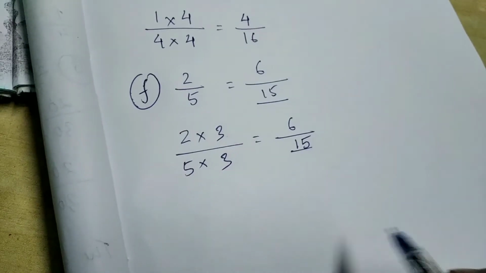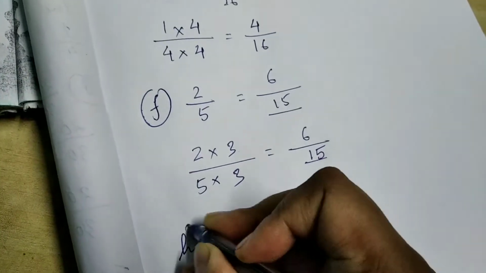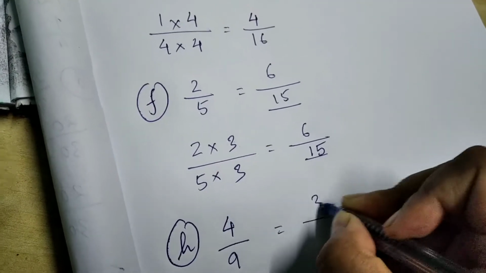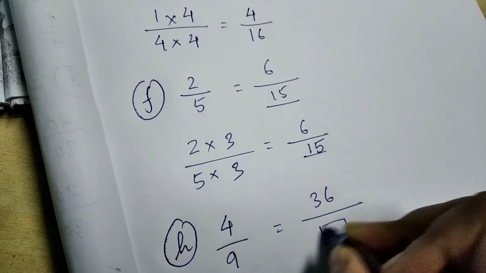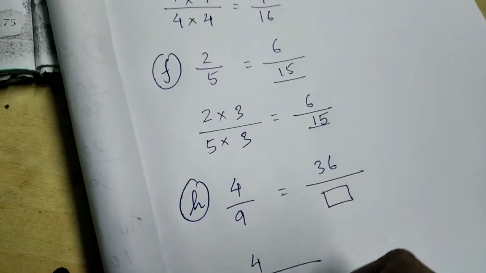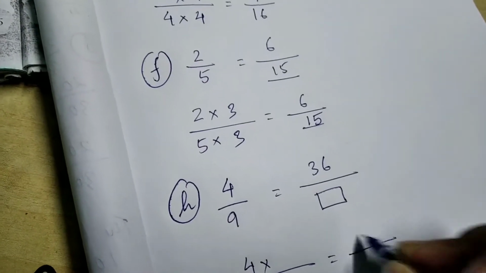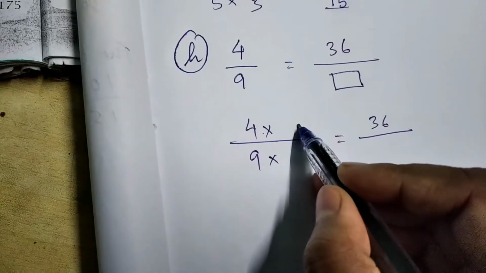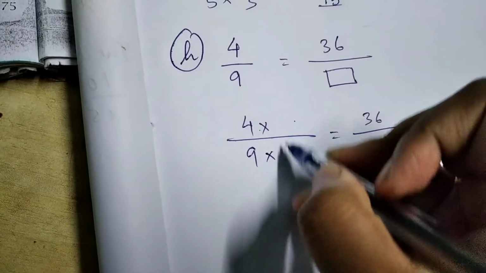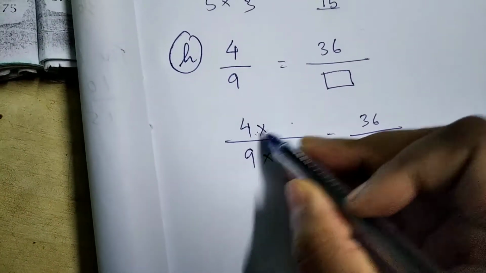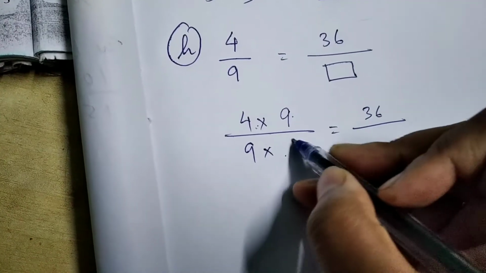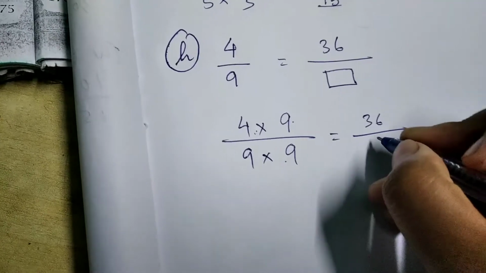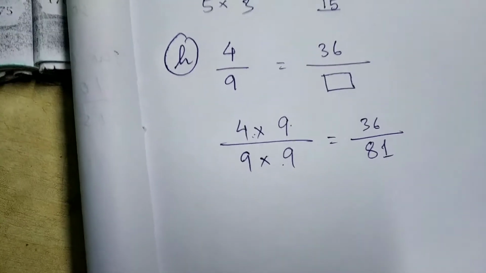Like that, let me do number H. 4/9 is given, 36 is given up, and down you need to find. So 4 into what is 36? That one you need to multiply with this 9 also. 4 into 9 is 36, so down also you need to multiply with the same number. So 9 into 9 is 81. So this is the answer for number H.